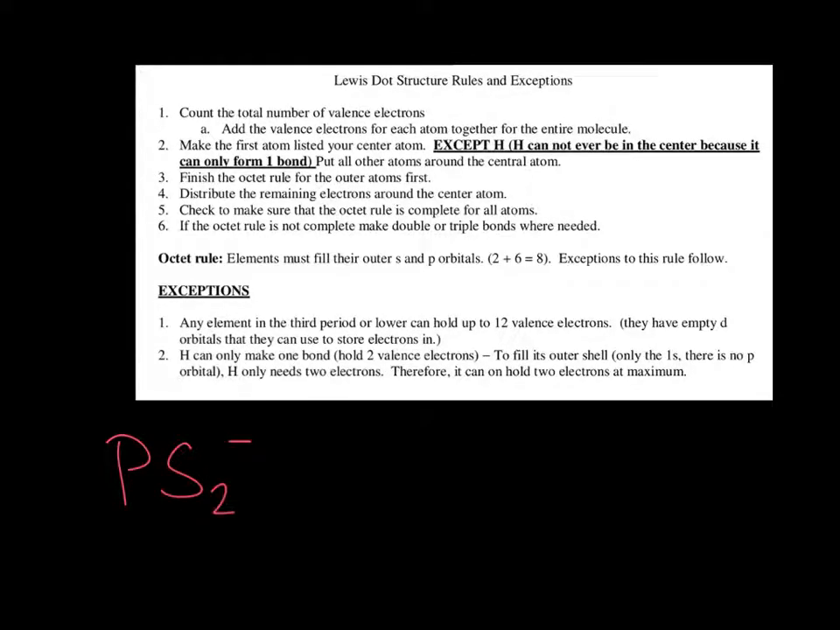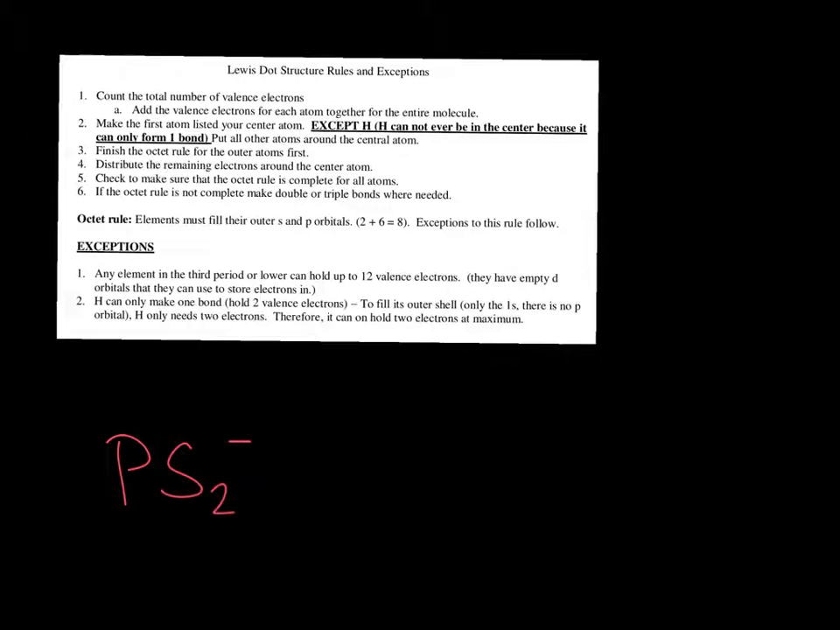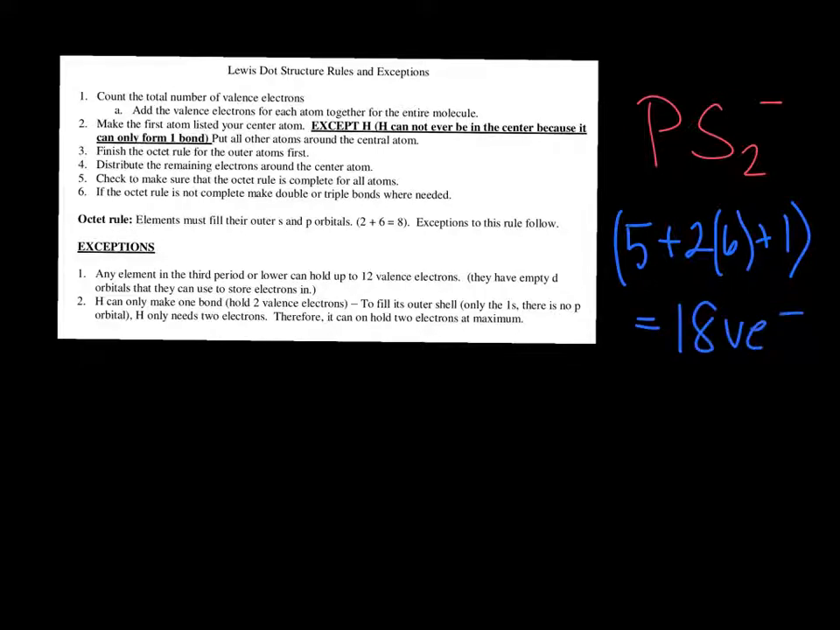All right, PS2 minus. So I'm going to move that over here, move this over here. And P, phosphorus, has 5 valence electrons. Sulfur has 6 valence electrons, so that's 2 times 6 because we've got 2 sulfurs. And then we've got a negative charge. Well, we're counting electrons, and electrons are negatively charged. So if this has a -1 charge, then we have to add 1 electron to it. And so altogether here, we end up with 18 valence electrons.